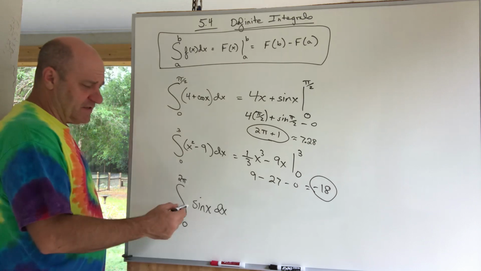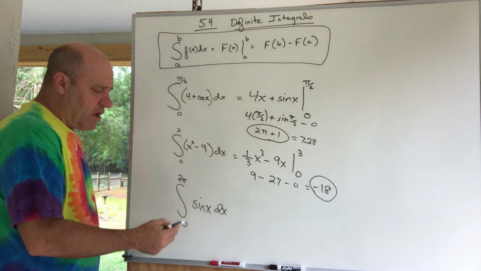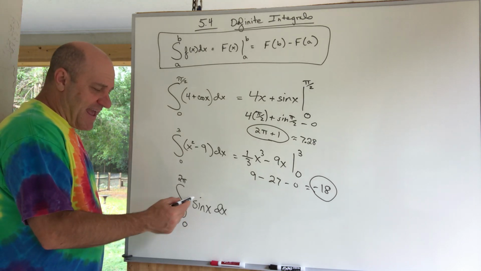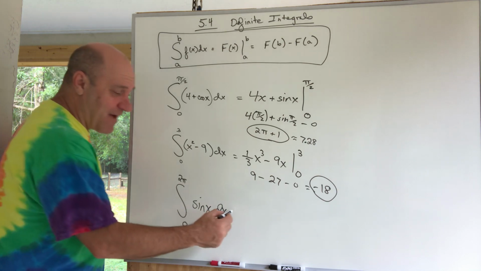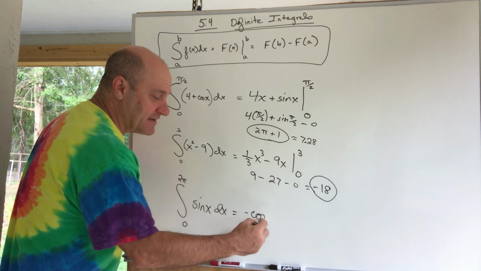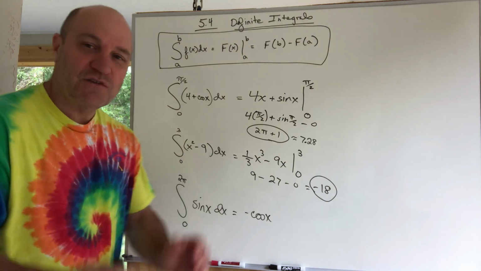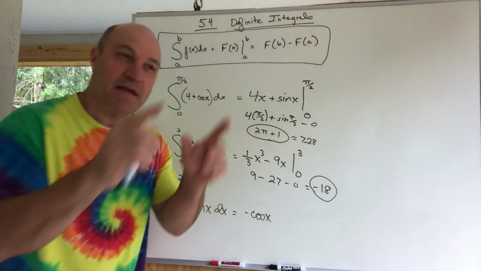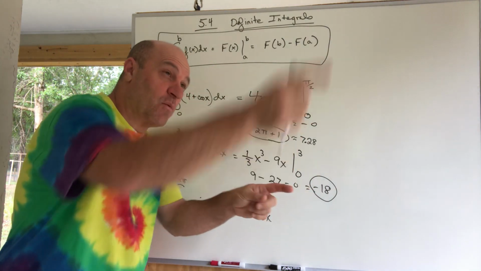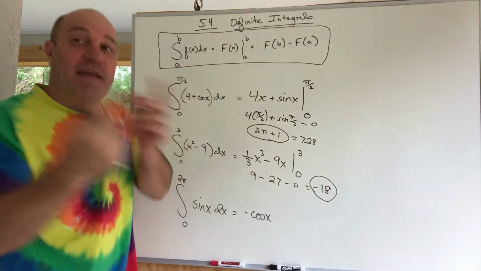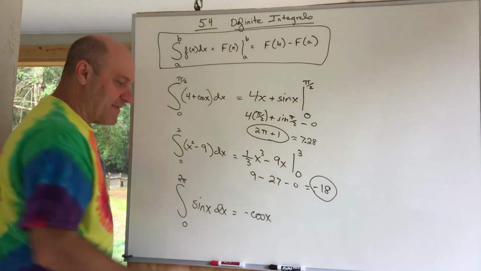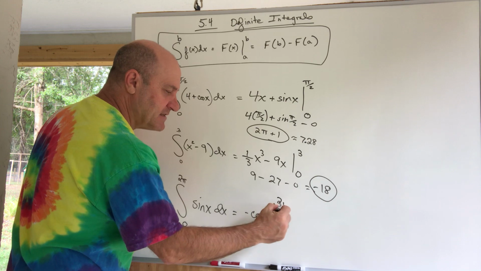Let's try this one. This is a famous problem, I like this problem. The antiderivative of sine x. I think that one's negative cosine x. Let me just check. What's the derivative of cosine? Negative sine? So what's the integral of sine? Negative cosine. Okay, I got it. From 0 to 2 pi, let's see what happens.